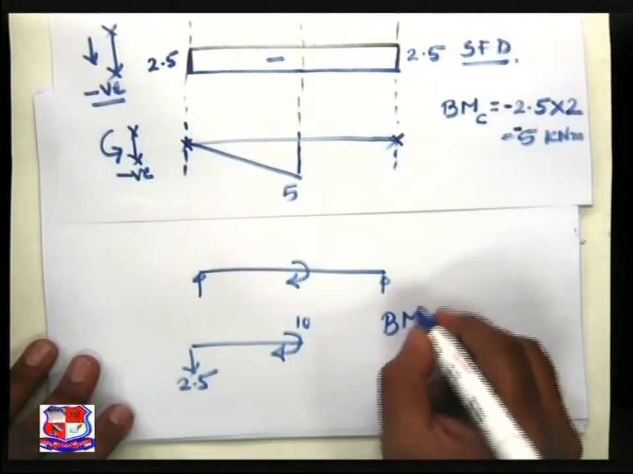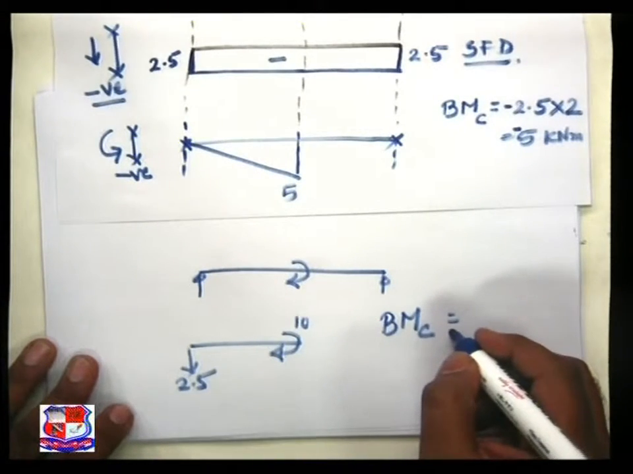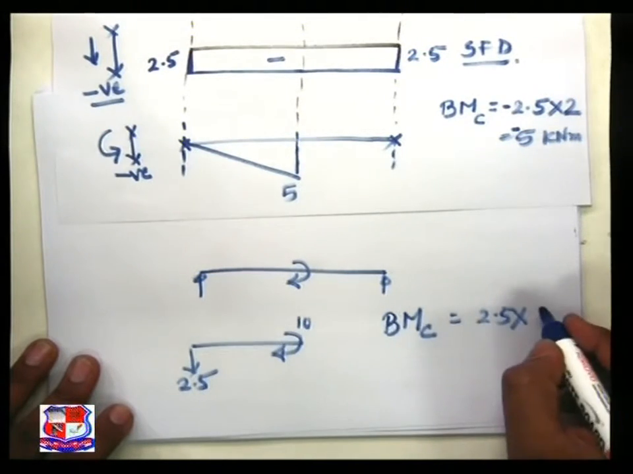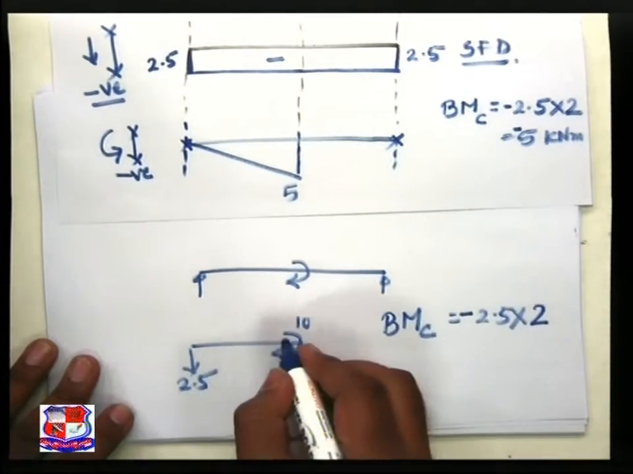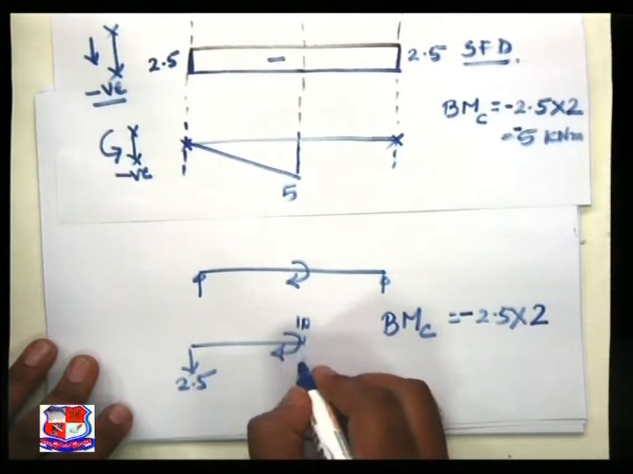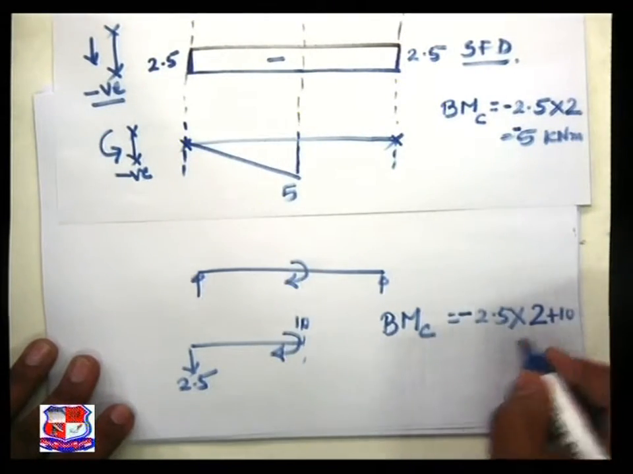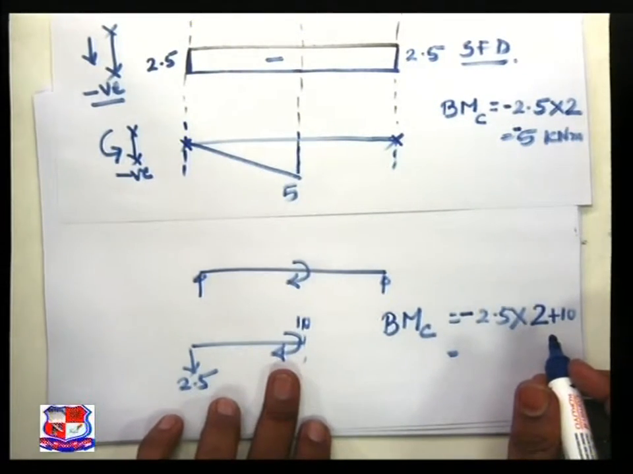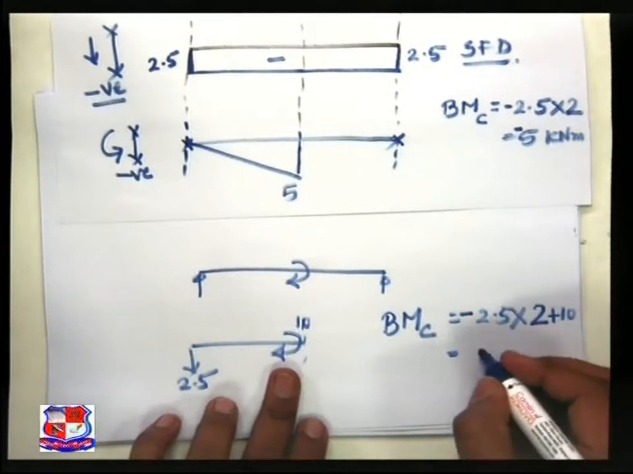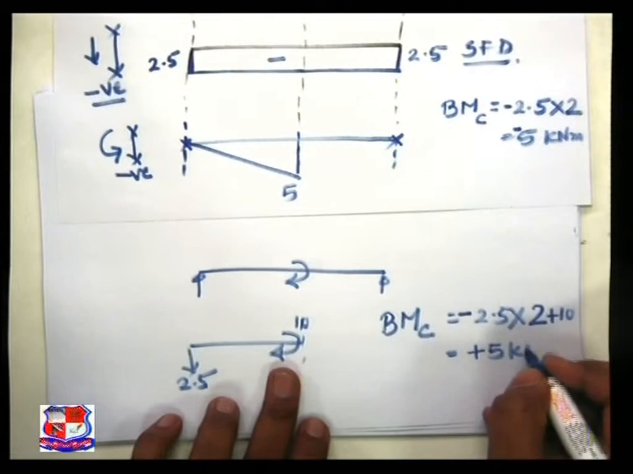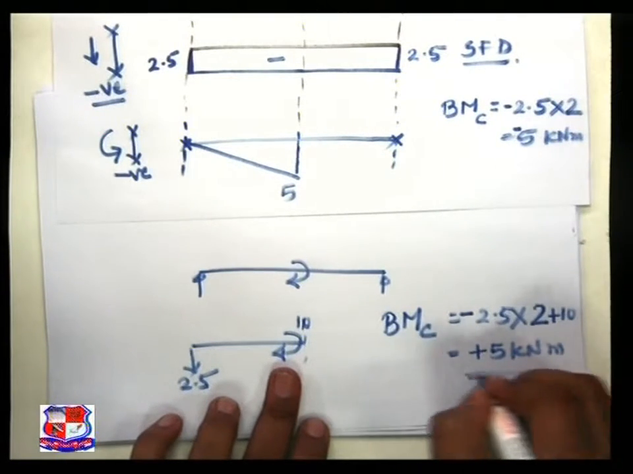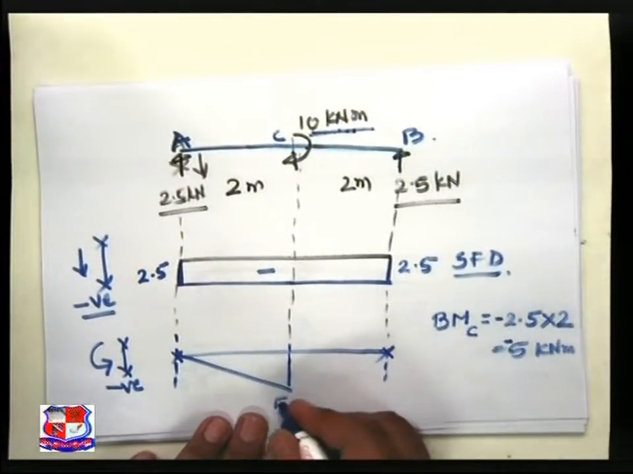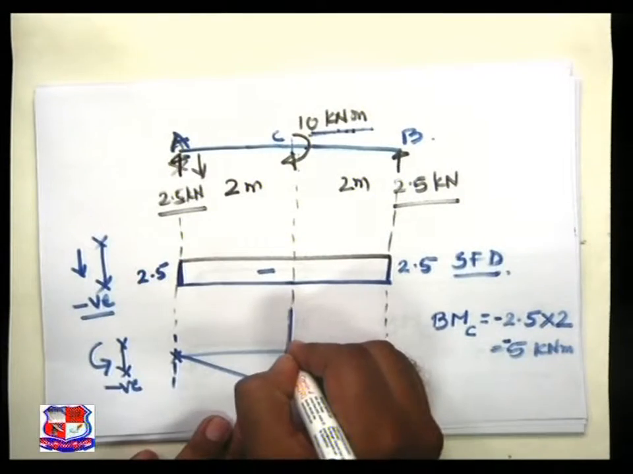So bending moment at C just right is equal to 2.5 into 2, negative sign, since section left is anti-clockwise, this section right is clockwise, plus 10. Remember, the given concentrated moment is given to us, hence it is plus sign, and this gives you plus 5 kilonewton into meter, plus sign. So at the same section C, from minus sign to plus sign I have to go.